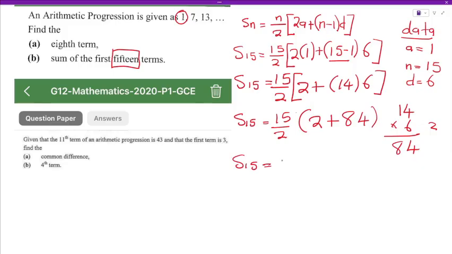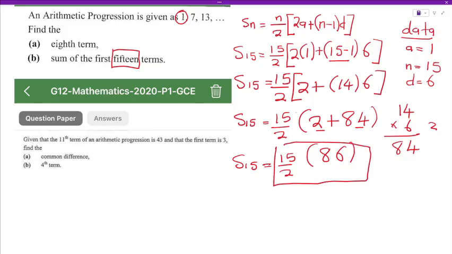S15 will be equal to 15 over 2 open bracket 86, right? 2 plus 84 is 86. So now what you have here is the same as 15 over 2 times 86. Now you notice we can say 2 into 2 is 1, 2 into 8 is 4, into 6 it is 3. Right? They mean the same thing.